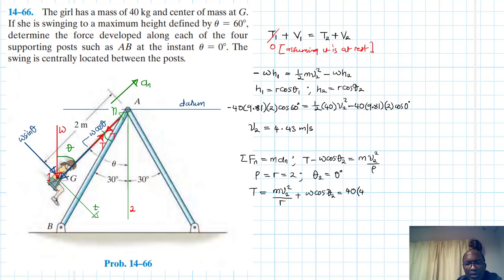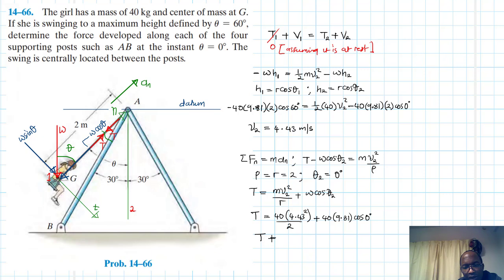Okay, let's find the tension. 43 squared divided by 2. I think there is less space there. Let's write it down here. So say T is just equal to 40 by 40.43 squared divided by 2 plus 40 times 9.81 cos 0.